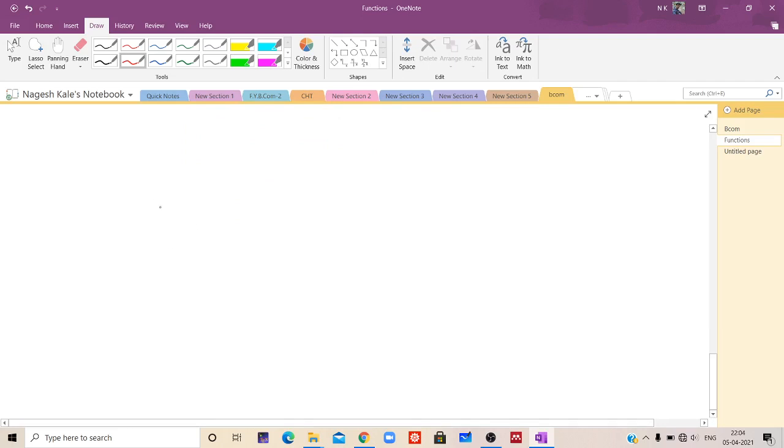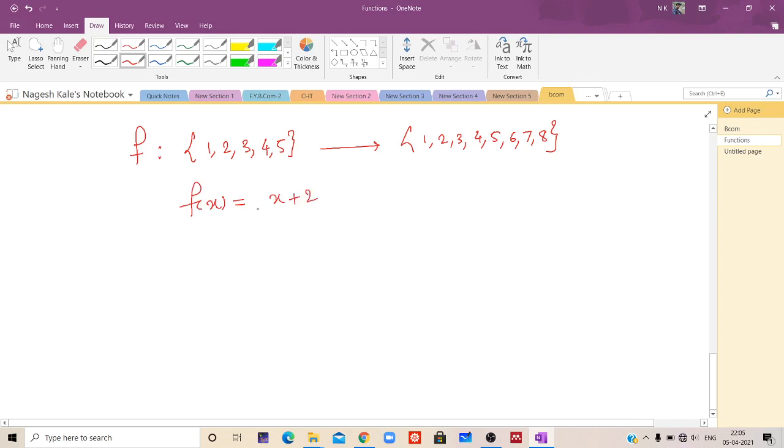Now as I told you, let me take some mathematical example. So let me define a function f from a set. I am taking set, for example, 1 2 3 4 5, right? And I am taking some set here: 1 2 3 4 5 6 7 8. And I'm defining the map like this: f of x is equal to x plus 2. Now you can easily tell me what is f of 1. Whenever x is given to you, you have to add 2 to that x and you will find the image of that x.